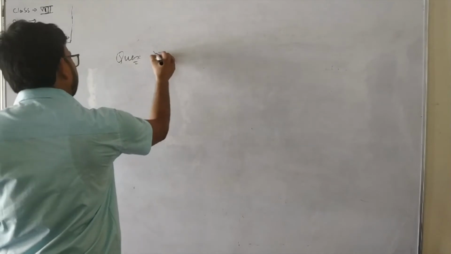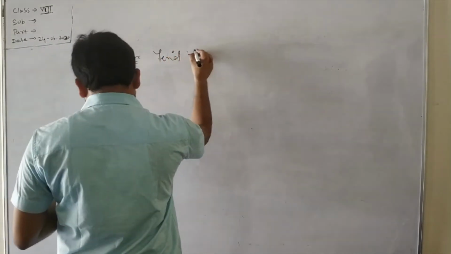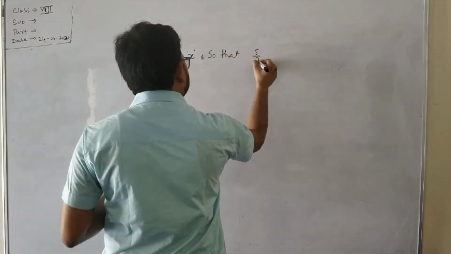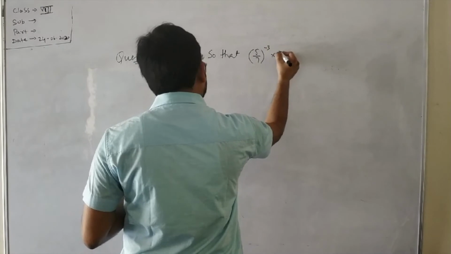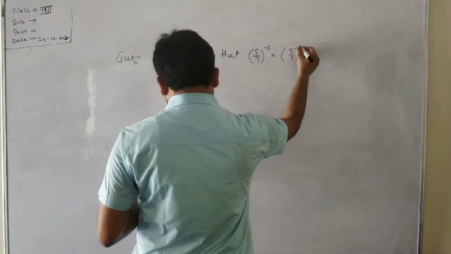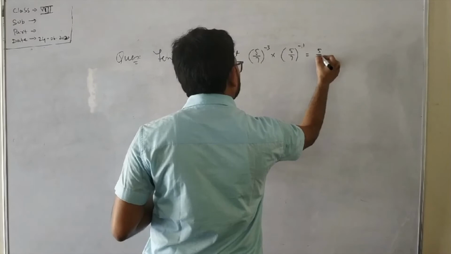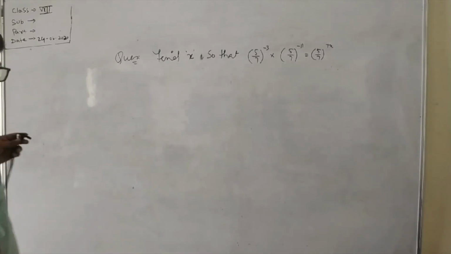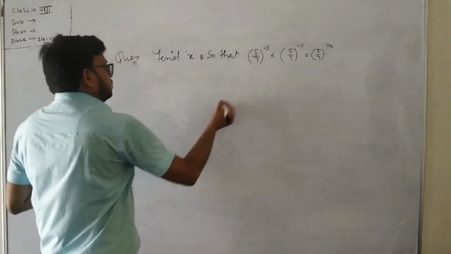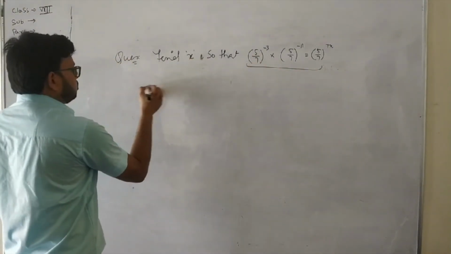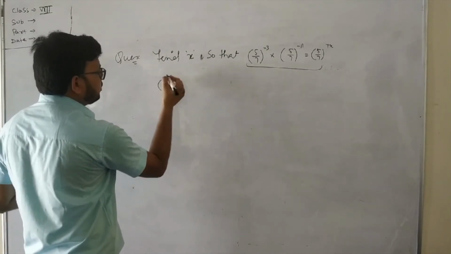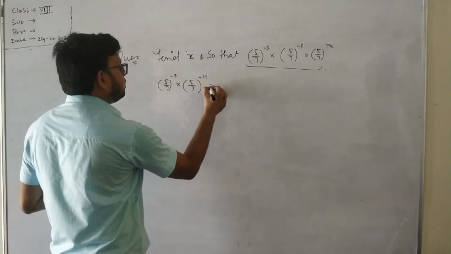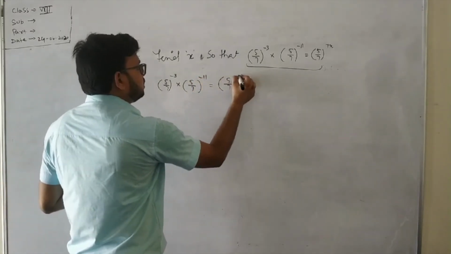आपके बुक से एक क्वेश्चन है, देन फाइंड द वैल्यू ऑफ x. Find the value of x so that 5 by 7 to the power minus 3 multiplied by 5 by 7 to the power minus 11 equals 5 by 7 to the power 7x. You have to find the value of x. Now what you have given? Now write on this paper 5 by 7 to the power minus 3 into 5 by 7 to the power minus 11 equals 5 by 7 to the power 7x.